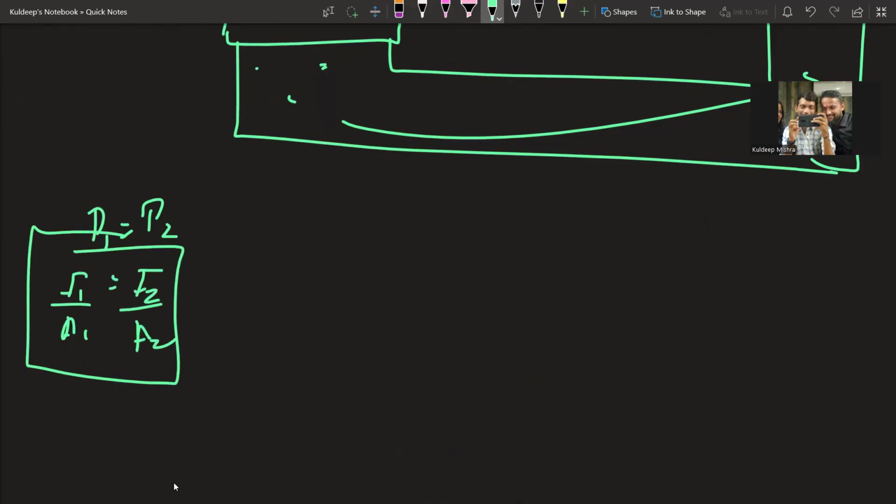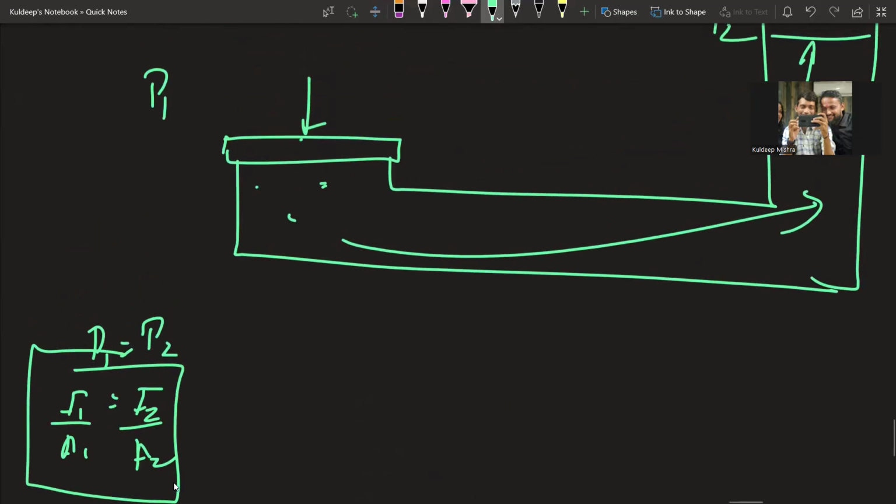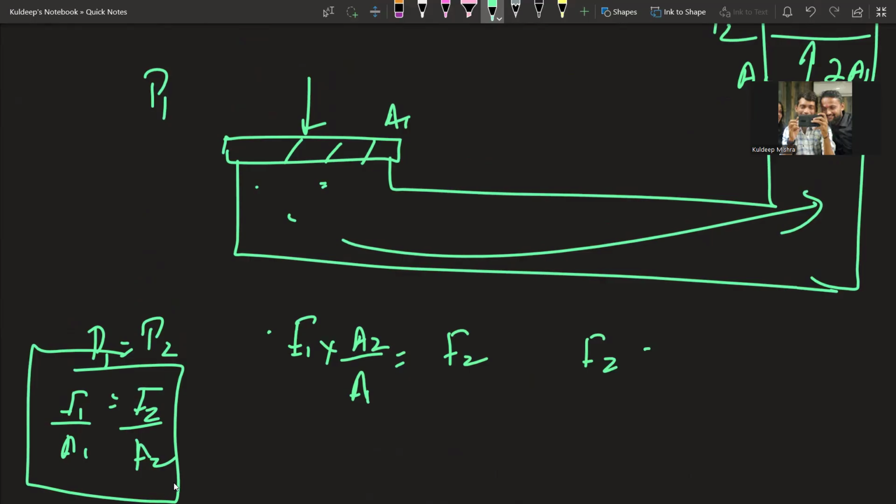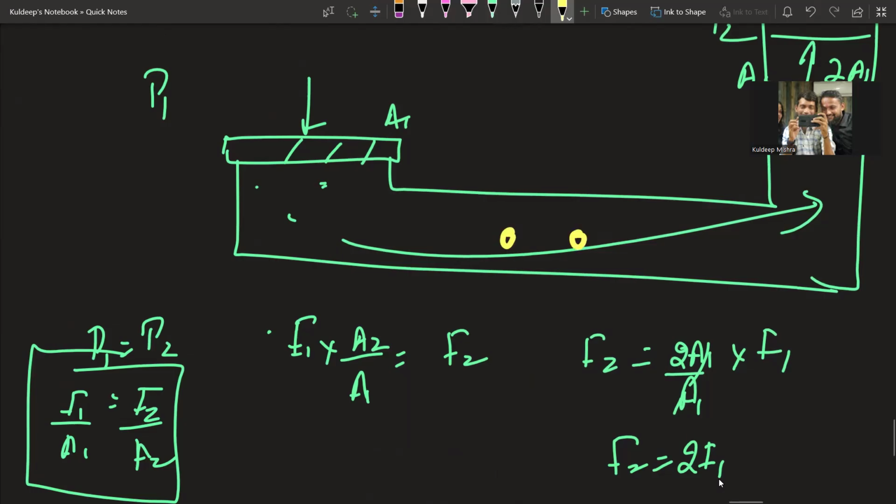You will see it as a force multiplier because see, if this area is smaller and this area is bigger, so F1 into A2 upon A1 will be F2, right? So if let us say this is twice A1, right? So F2 will become 2 times A1 upon A1 into F1. So you see F2 has become twice F1. So this acts as a force multiplier in the hydraulic system. And there shouldn't be bubbles in the hydraulic system. Okay, if there are any bubbles, energy is not transmitted. You will have to push the brake or whatever it is harder.